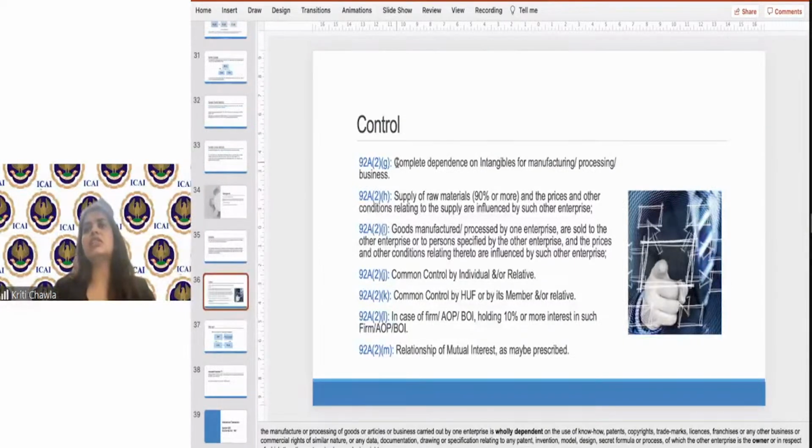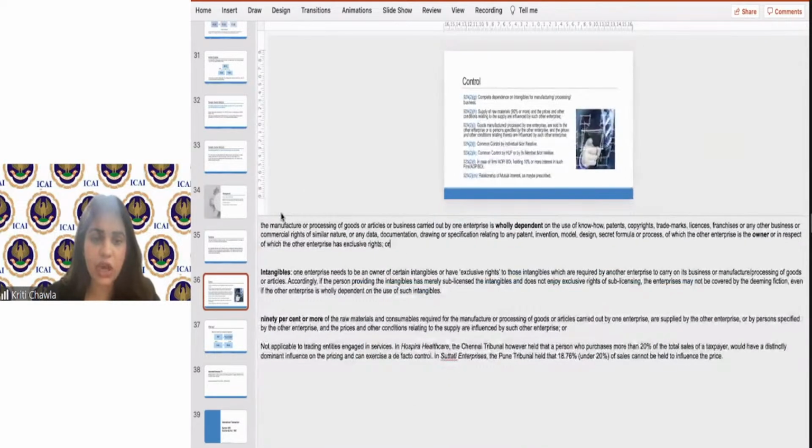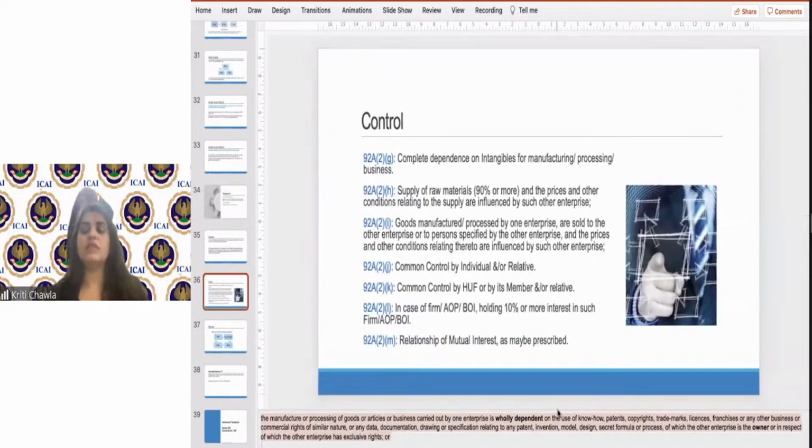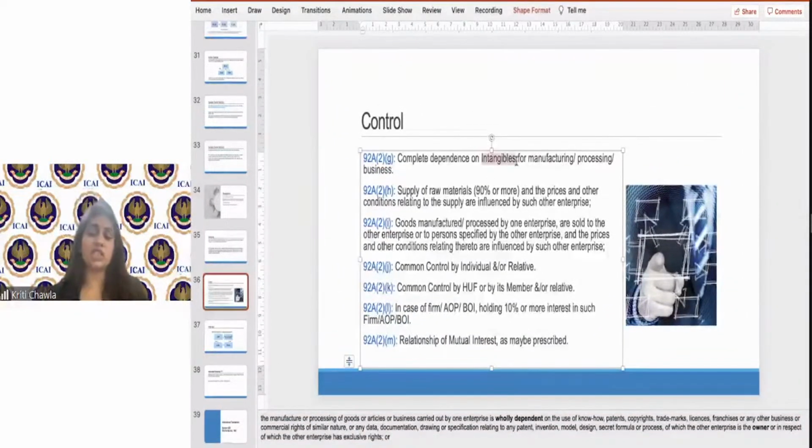But I'd suggest please read through the entire section, because I have provided the entire language of the section out here. Read through the entire wording, because it uses words like wholly dependent. So we're looking at 100% dependency on the know-how, patents, trademarks, etc. And you have to make sure that company 2 is the owner of these particular intangibles. Then these two enterprises will be related to each other. The meaning of intangibles is provided in section 92B, and we'll read through that also. But that is section 92A2G.